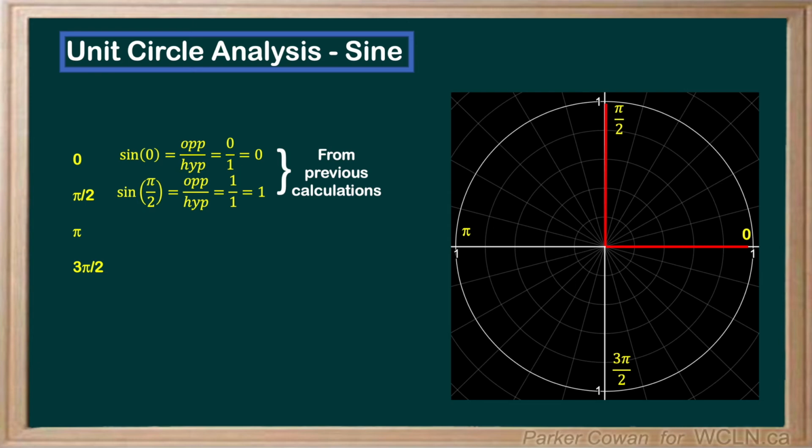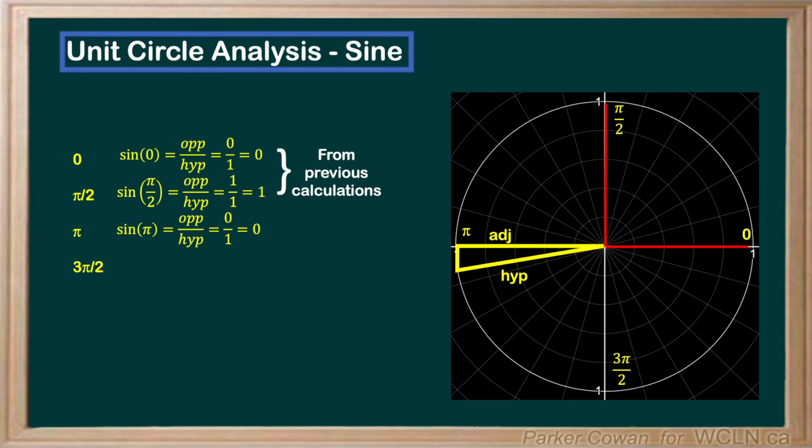Without calculating sine pi and sine 3 pi over 2, can you guess what they might be? Notice that pi is exactly opposite 0 on this unit circle, and 3 pi over 2 is opposite pi over 2. Let's think about our squished triangle again. For the case of sine of pi, this gives us a value of 0 for our opposite side, meaning sine of pi is also 0.